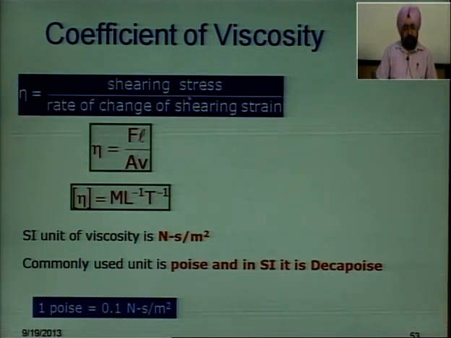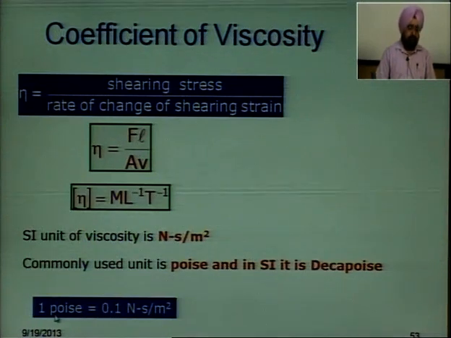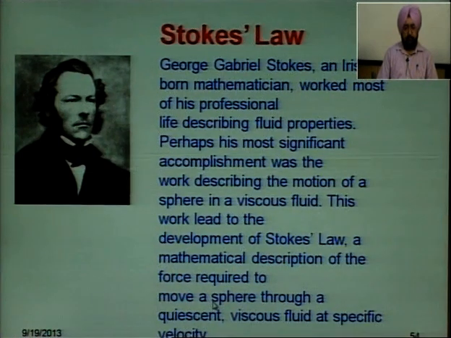You can also define it as shearing stress per rate of change of shearing strain. CGS unit is poise, SI unit is decapoise. 1 decapoise means 1 Newton second per meter square, and 1 poise is 0.1 Newton second per meter square.